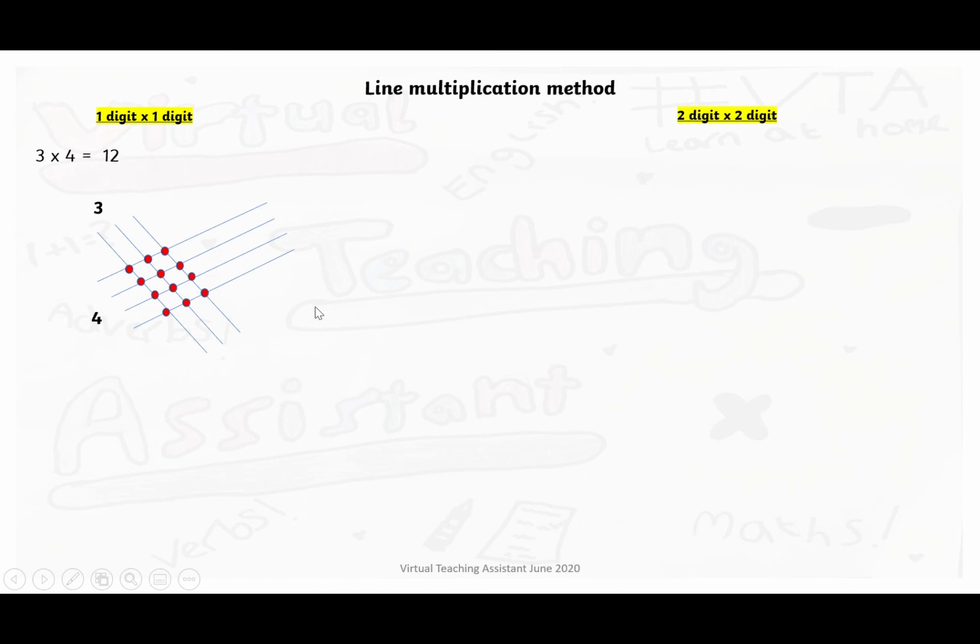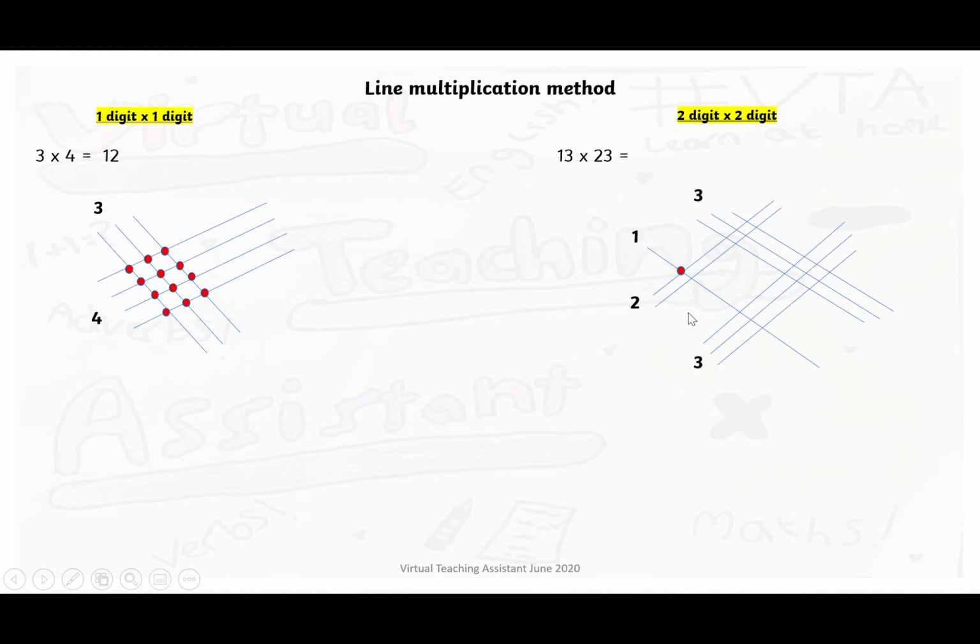Next one is 2-digit by 2-digit. Okay, so I'm doing 13 by 23. Now, I'm doing my 13 up this way. Okay, so 1 line and then 3 for the 13. And then I'm just starting. So you're always starting from this corner. And then 23 I'm going to do down this way, but the lines are going to go across this way.